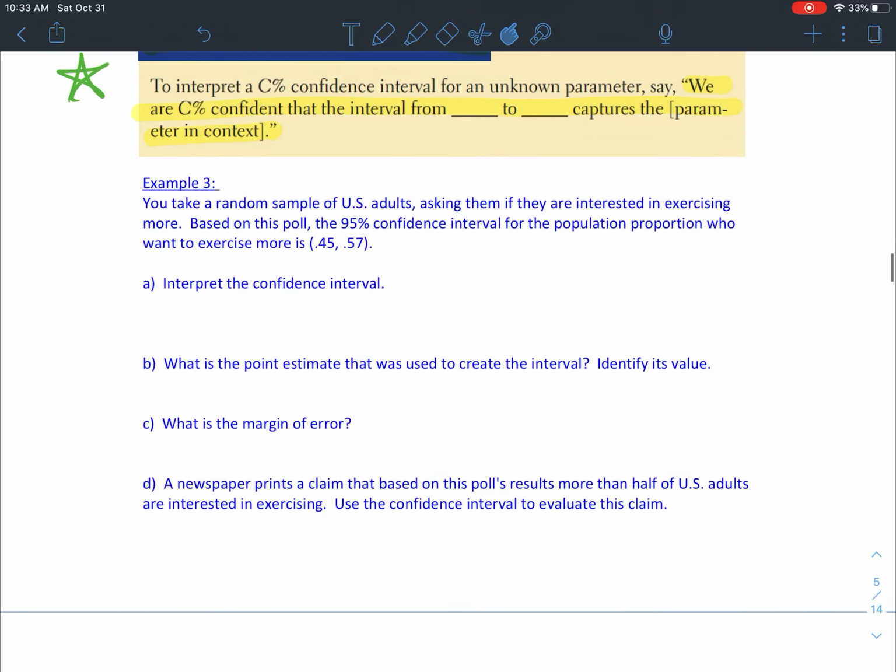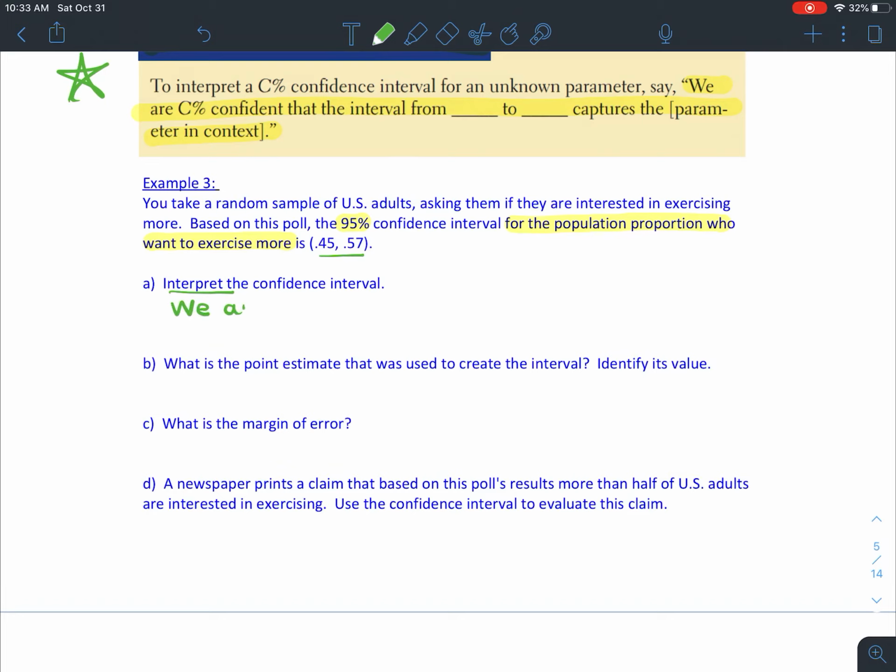It says you take a random sample of U.S. adults, asking them if they're interested in exercising more. Based on this poll, a 95% confidence interval for, look at what we're estimating, the population proportion who want to exercise more is, and then here's our interval. For right now, we're not going to focus on how to actually create the interval, but just how to interpret the interval. So you can see the template up above here. It's asking us to interpret this confidence interval.